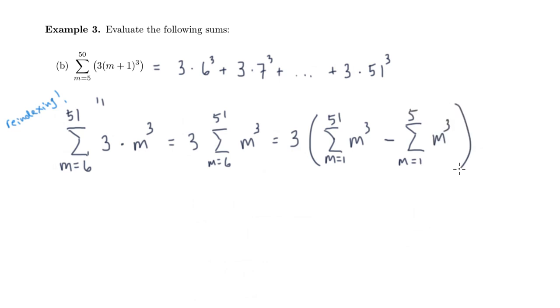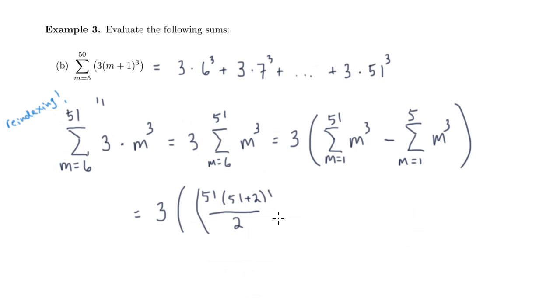And there we go. So that's the trick. If you don't start at 1, we'll just make this sum start at 1 and then subtract off the terms that you're not interested in. Okay, so what is this? This is 3 times, well, let's see, 51 times 51 plus 2 over 2.